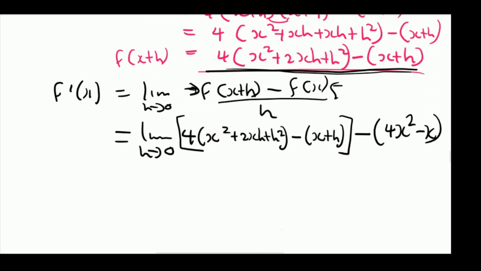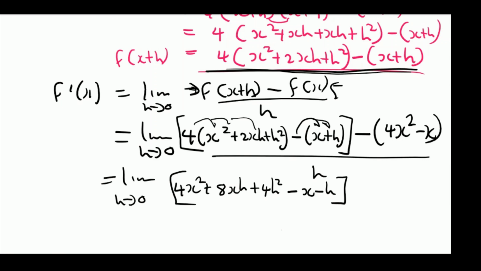So the limit when h approaches 0, we're just going to multiply the 4 inside here. So it's going to be 4x squared plus 8xh plus 4h squared minus x minus h, right? This minus will multiply everything that is inside. So it's going to be minus, this minus will also multiply everything that is inside here.